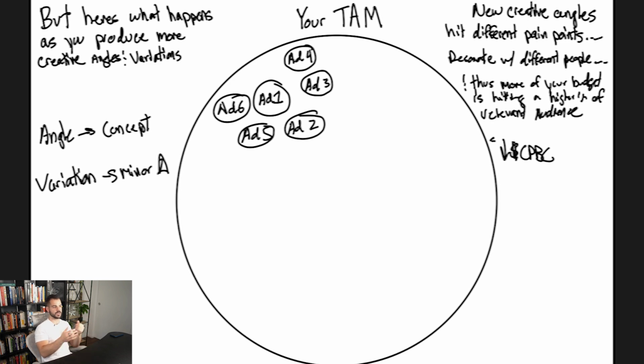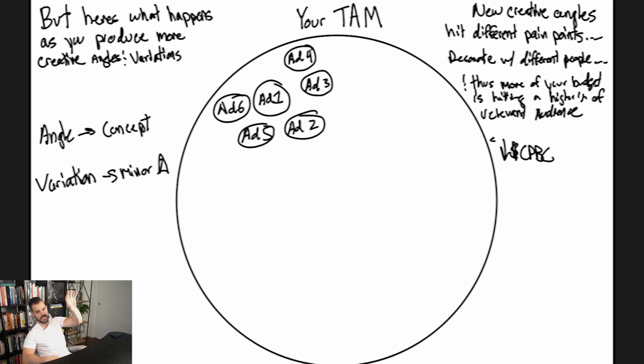Now, to cover some definitions for a second, an angle is essentially like an entirely new ad concept. So it might speak to a different pain point. It might be an ad shot in a totally different way, whatever. A variation is like a very minor change. So that might be changing the first line of the body copy, changing the headline, changing the banner, changing the color, stuff like that.